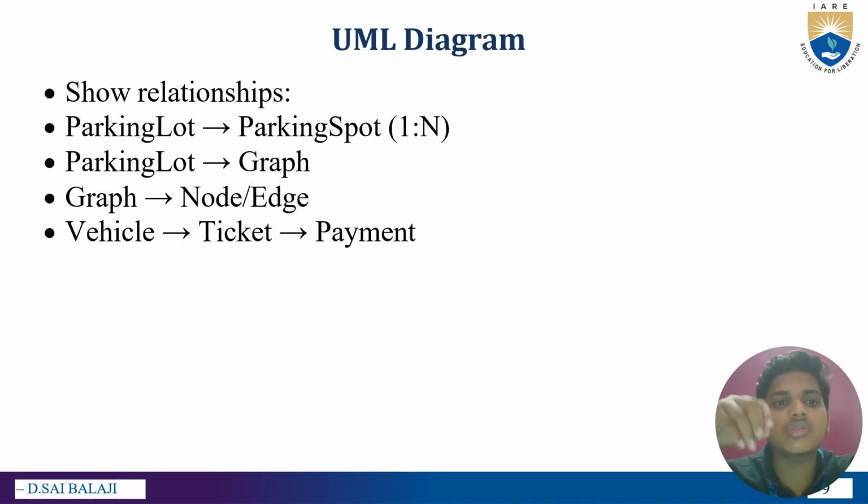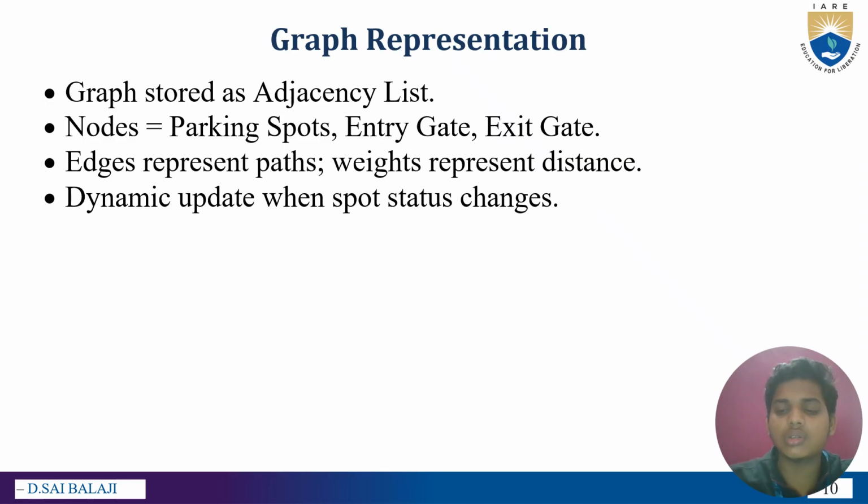The UML diagram shows the relations between ParkingLot, ParkingSpot, and the parking lot graph, the graph's nodes and edges, and the vehicle, ticket, and payment. If you want it, I will keep my project report, which contains all the code and all the objectives of this project, in the description. Please check it out there.